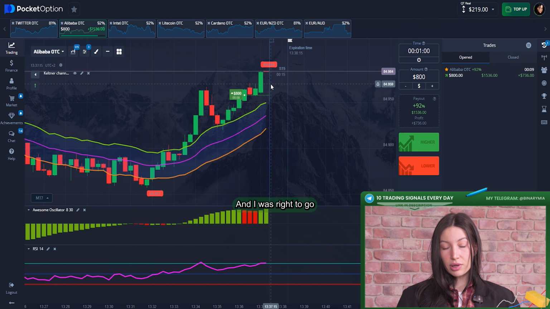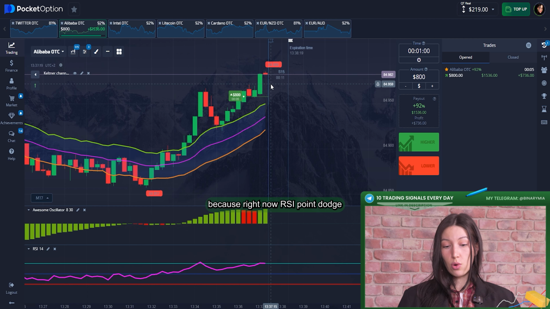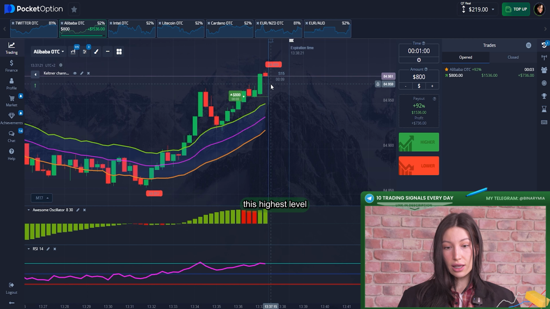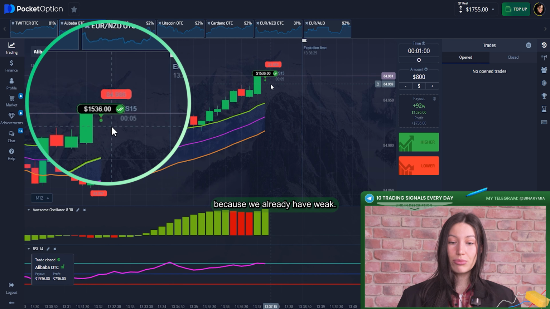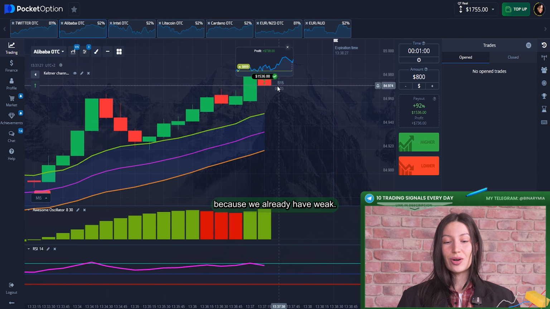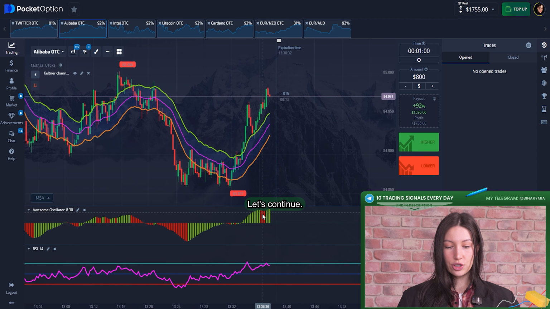And I was right about the decision of clicking here or not because right now the RSI touched this highest level and candles will go down, but it's too late because we already have victory. That's perfect. Let's continue.